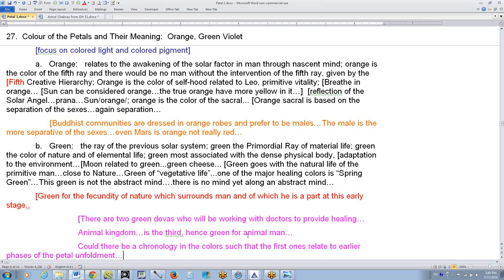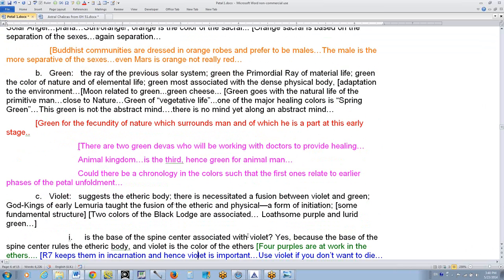Is green the abstract mind? Well, we can't worry about that now. There is no mind yet along abstract lines. So green is involved here in relation to the fecundity of nature which surrounds man and of which he is a part at this early stage. And this was a little aside about the two green devas who will be working with doctors to provide healing. The animal kingdom is the third, and hence green is related to animal man, which is pretty much what this type of man is in the early days of this petal.